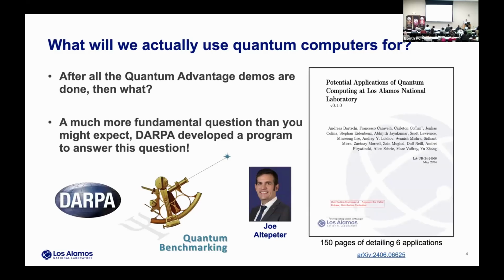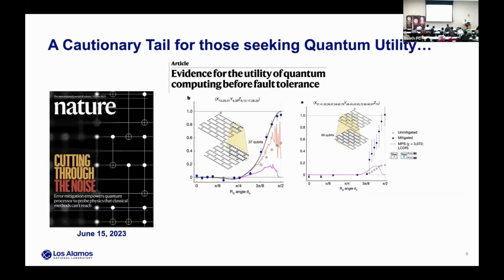Very recently at LANL, we released this report, which details 6 applications. High temperature superconductivity is one of them. And exactly what you would use the quantum computer for to make progress on those big challenges. But it's complicated. It's like 150 pages for 6 application topics. So go check that out if you want to see some interesting answers to that question.